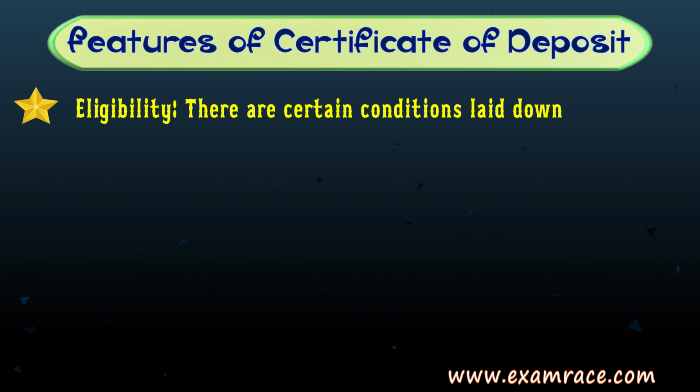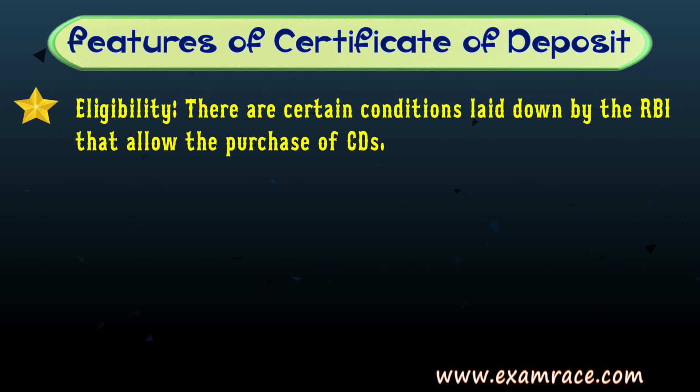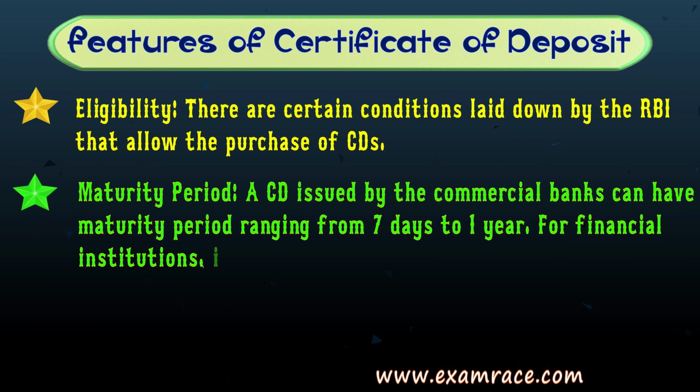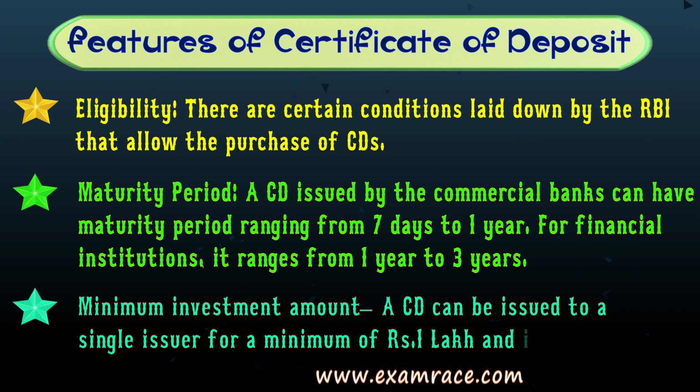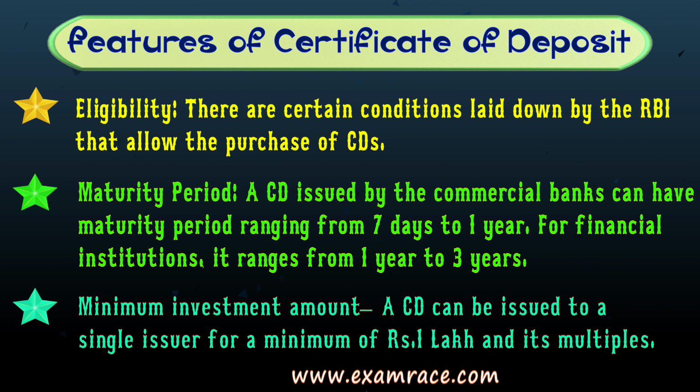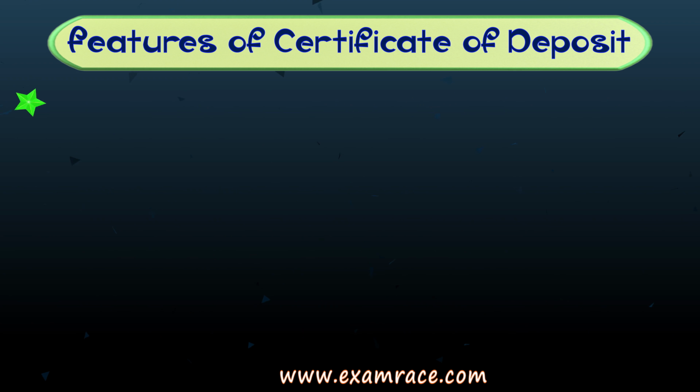First is eligibility. Not all the institutions or banks are allowed to issue certificate of deposit. There are certain conditions laid down by the RBI that allow the purchase of certificate of deposits. Next is maturity period. A certificate of deposit issued by commercial banks can have a maturity period ranging from 7 days to 1 year, and for financial institutions it ranges from 1 year to 3 years. Minimum investment amount. A certificate can be issued to a single user for a minimum of 1 lakh. Next is transferability.